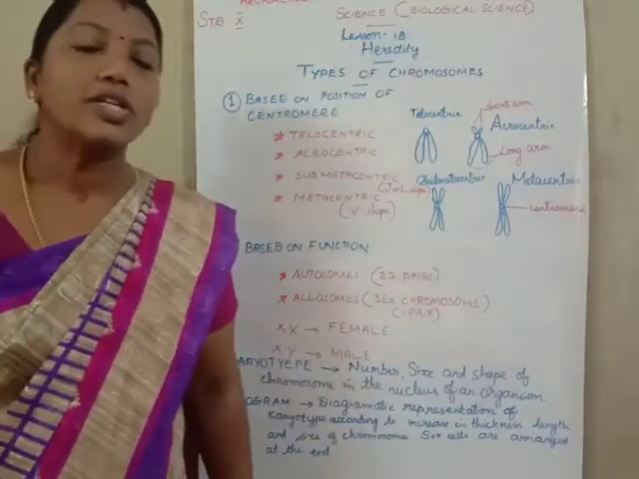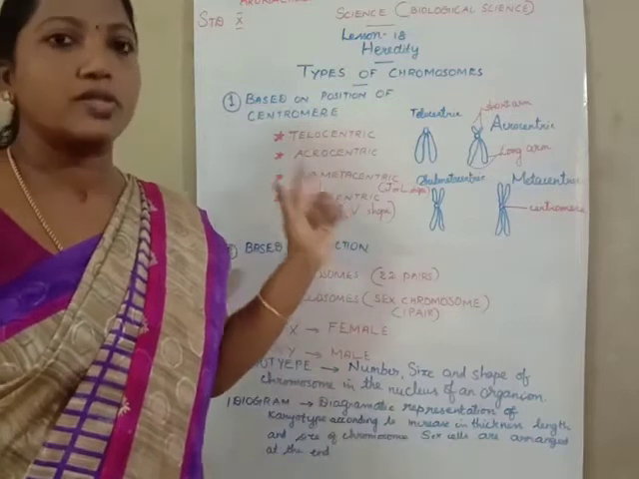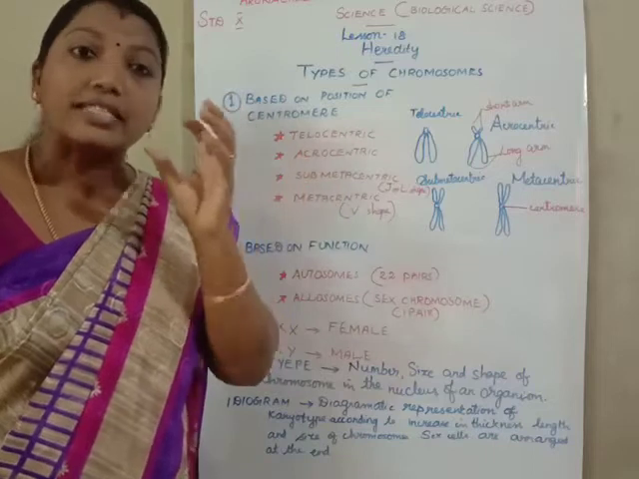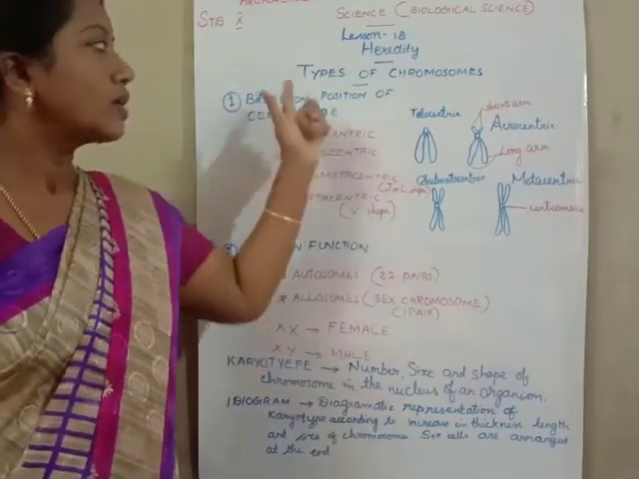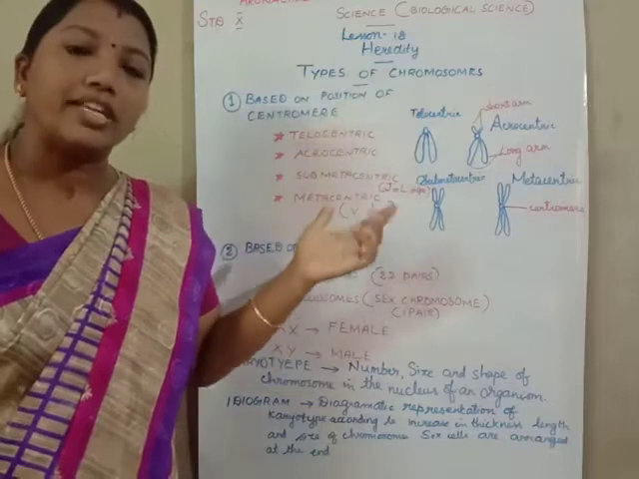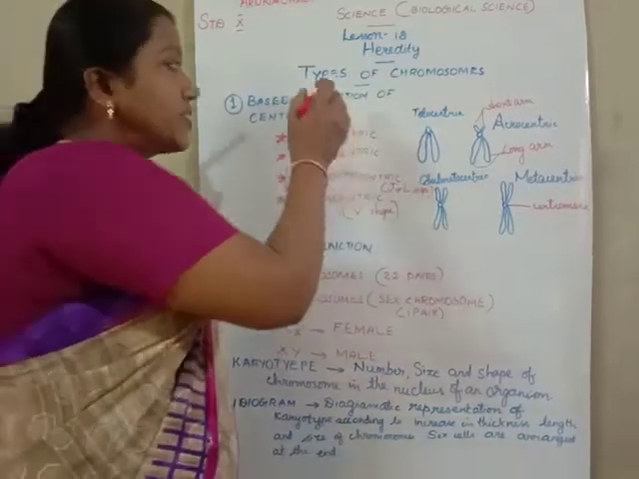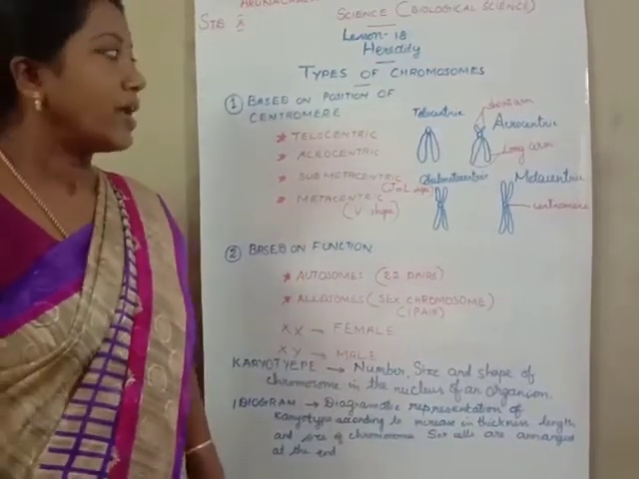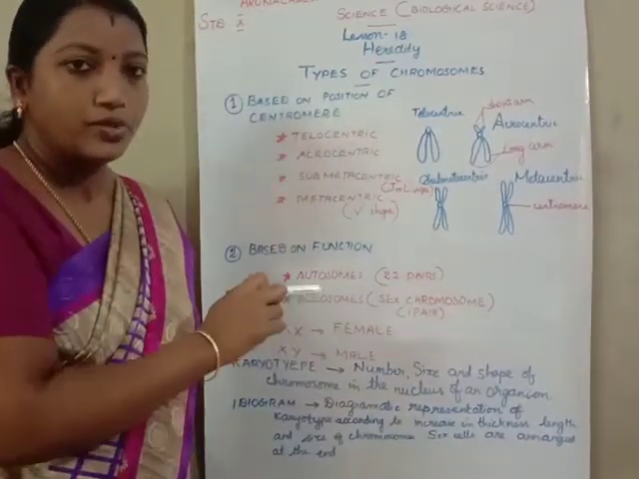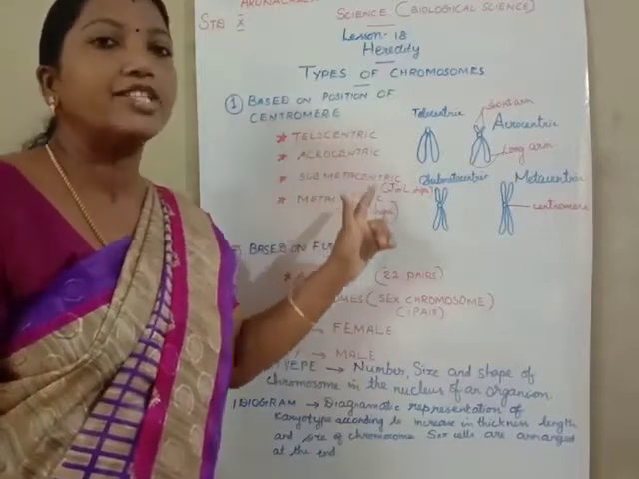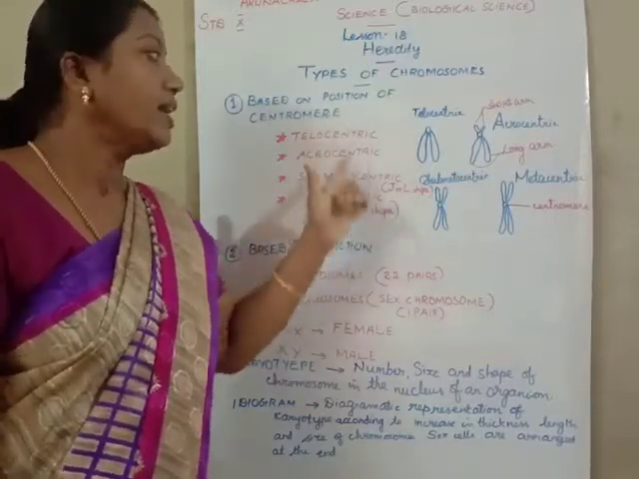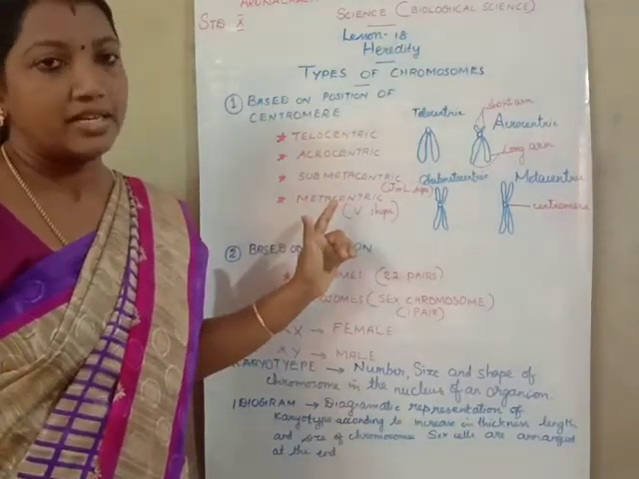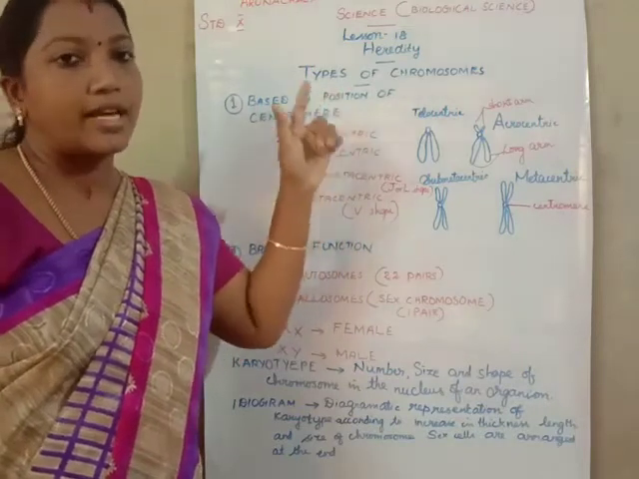Today we are going to learn about chromosomes. Last class we learned about chromosomes. Today we are going to learn about the types of chromosome. Chromosomes may be classified into different types according to the position of the centromere as well as based on function. Based on the position of the centromere, chromosomes are classified into telocentric, acrocentric, submetacentric and metacentric.